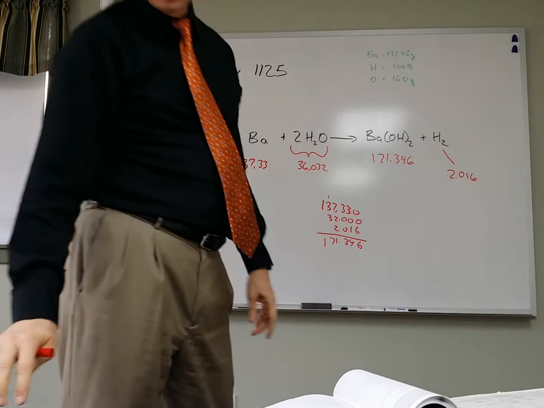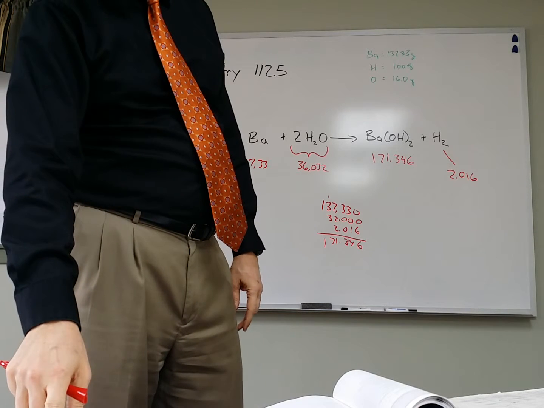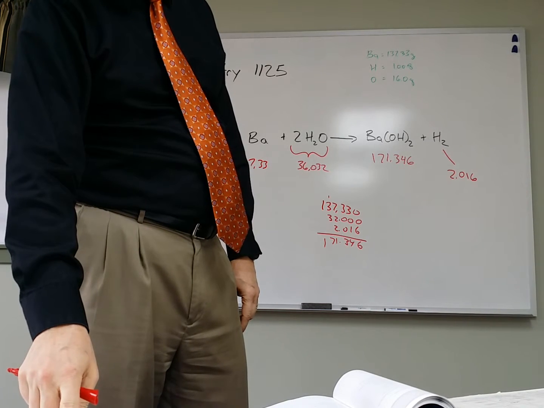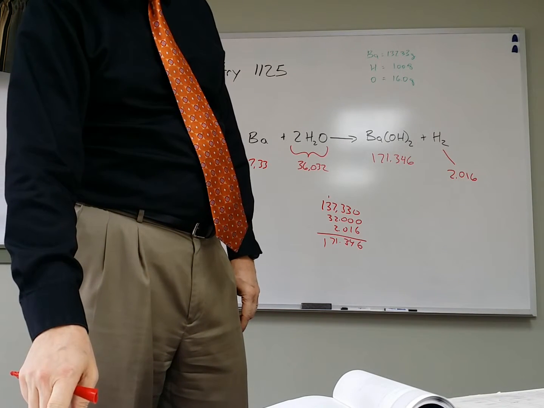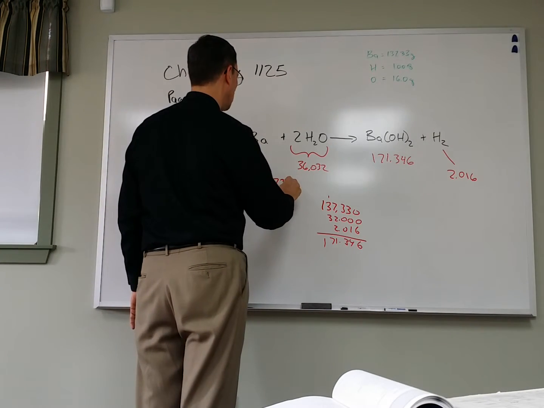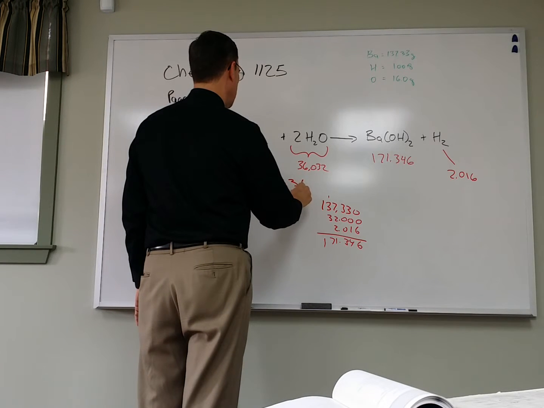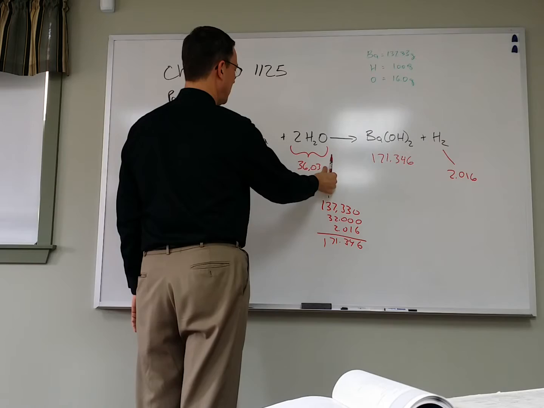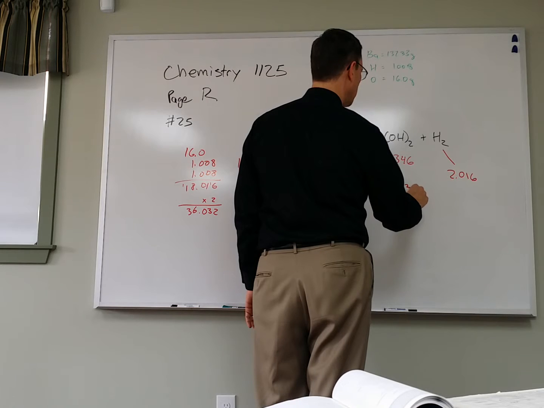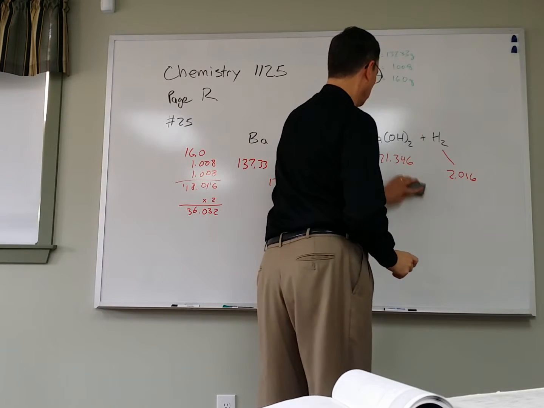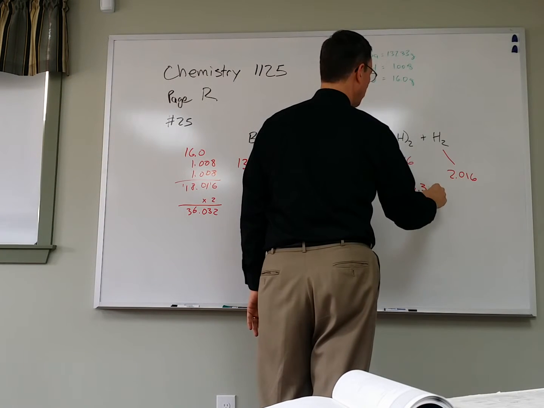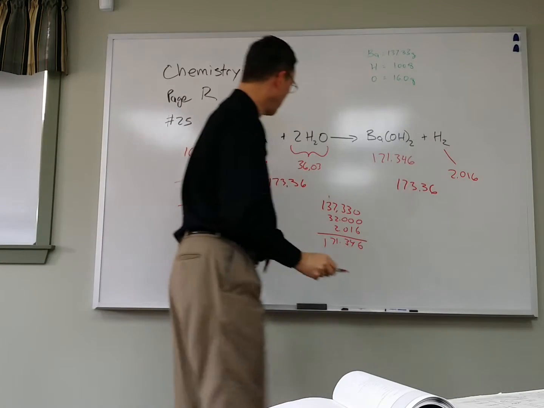And if we were to add these, we should end up with 173.36. So basically dropping that little 2 out there. And then if I add these together, also 173.3, round that up to 36. So here's the key.